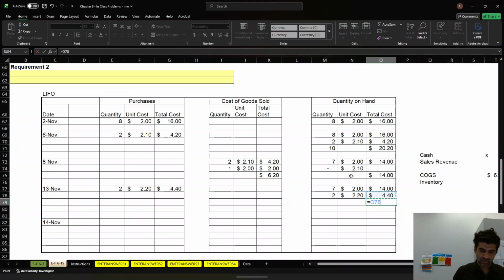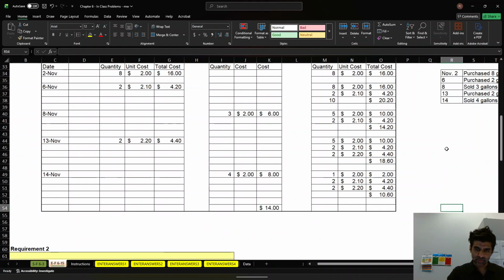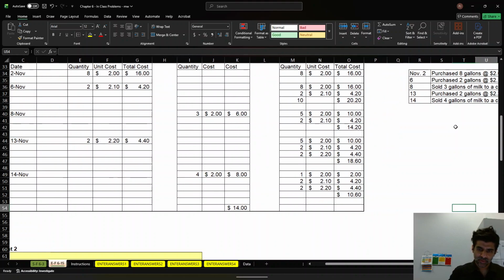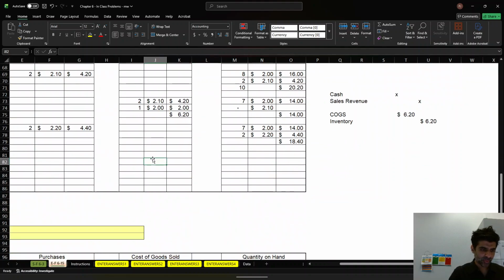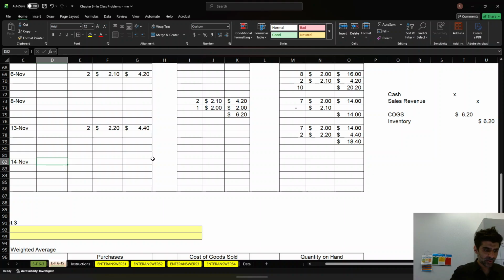Okay, so our total value of our inventory at this point is $18.40. And then we have our last sales transaction, which was 4 gallons. It's a very similar thing where we need a total of 4. We're going to start from the front and go back in LIFO. So we're going to start with 2 at $2.20.